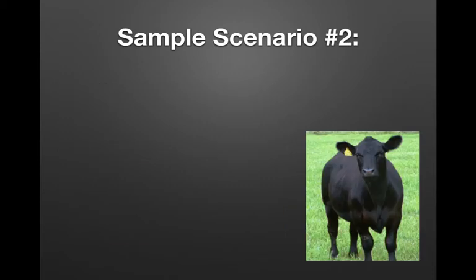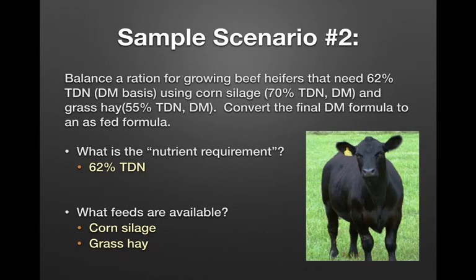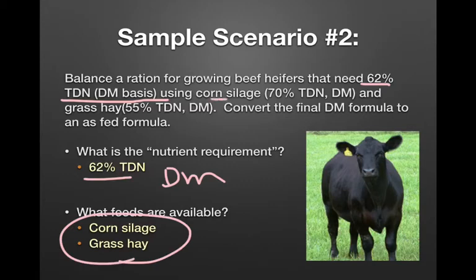So our second scenario is where we're balancing a ration for the growing beef heifer that needs 62% TDN using corn silage and grass hay. So our requirement is 62%, and that is on a dry matter basis, so making sure our two feeds that we have available, corn silage and grass hay, are both on a dry matter basis.